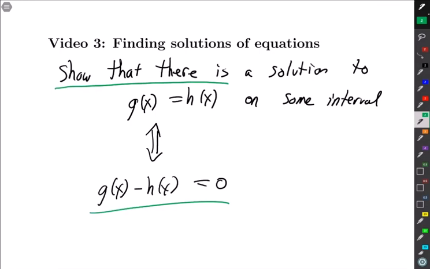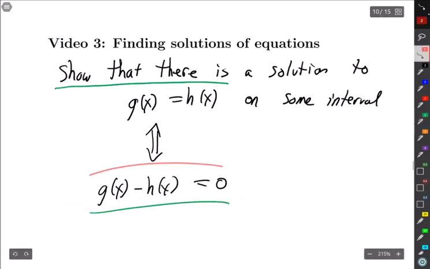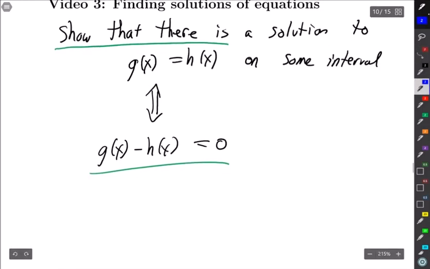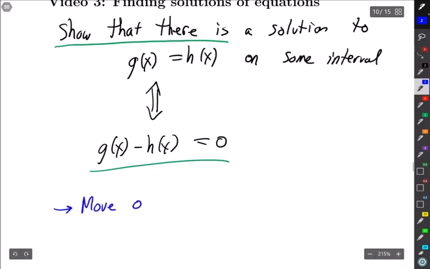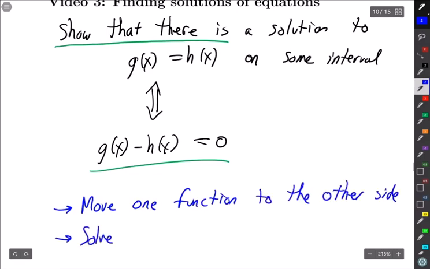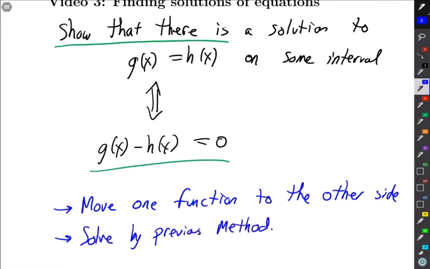And because these two are equivalent, the fact that finding this 0 is equivalent to finding this equality, I can just solve this other problem and then use that point to give me my solution to the first problem. That's all we're going to do here. All we're going to do is move one function to the other side and then solve by the previous method. It's easy as that. So let's look at an example.